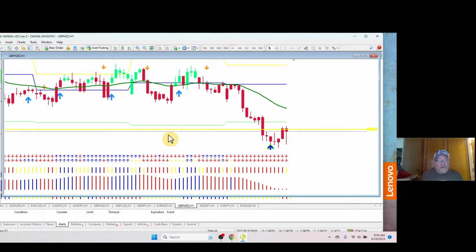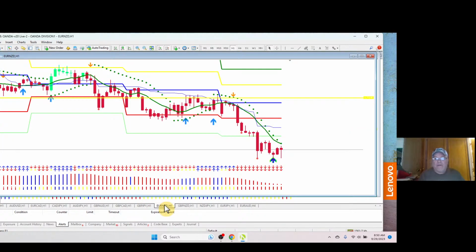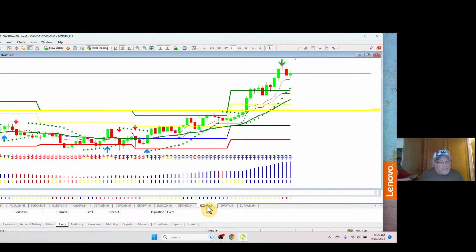It's always woulda, coulda, shoulda, right? Which is never a good thing. Euro New Zealand. Yeah, it looks a lot similar to the pound New Zealand. New Zealand yen 1 hour. Okay, I just got stopped out on the pound yen at break even, so I'm out of that trade. But at break even, so I'm okay with that. Look for another opportunity. New Zealand yen is not doing anything.